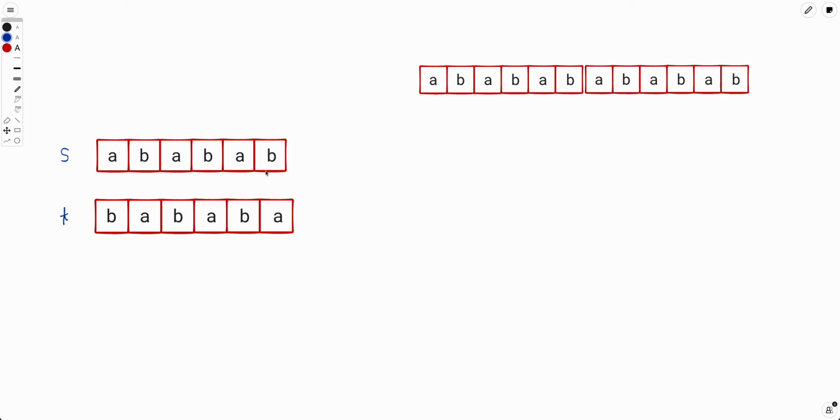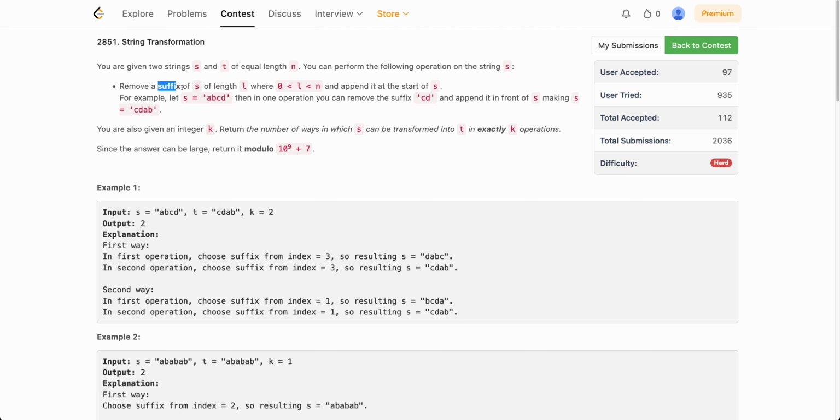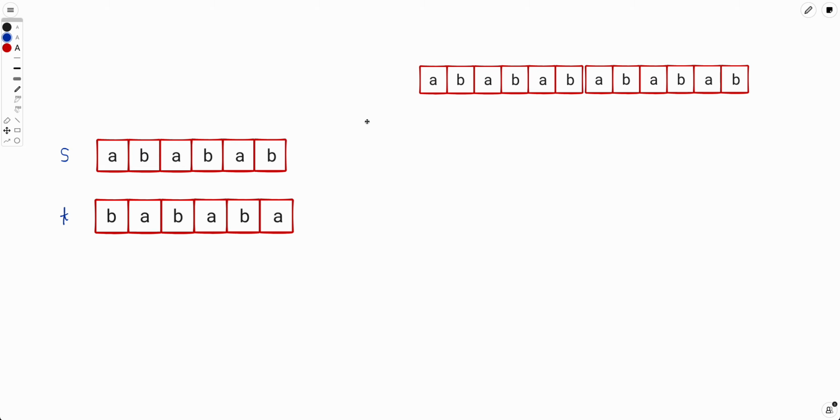Now how to solve this? So let's assume that this is our s and this is our t. Now notice the operation. The operation states that you will be removing a suffix of s and appending it to the front of s. So this is nothing but the rotation of string s itself. So whenever rotation is involved, the common trick is to just have the string appended 2 times. So you will just replicate the string s 2 times.